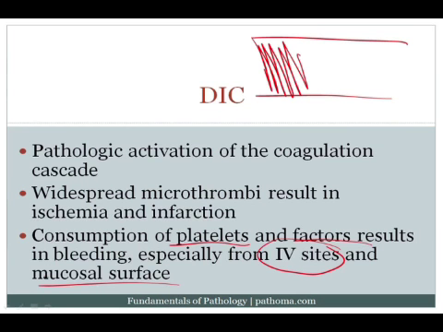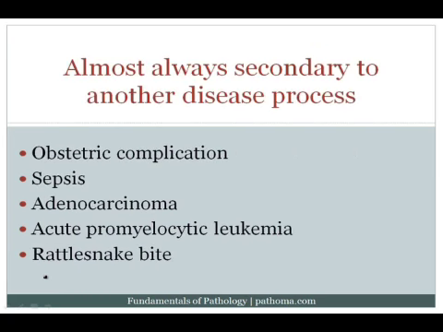So these are some examples of what happens in DIC. It's sort of like a yin and a yang. You get these clots, which then block the different tissues and create ischemia and infarction, and then the opposing thing is that you consume platelets and factors in the process, and so that results in bleeding in other areas of the body. Remember that DIC is almost always secondary to another disease process. You don't get DIC, you get DIC because of something else.